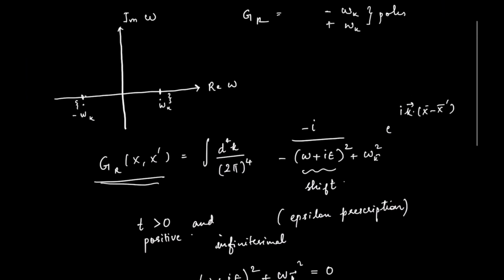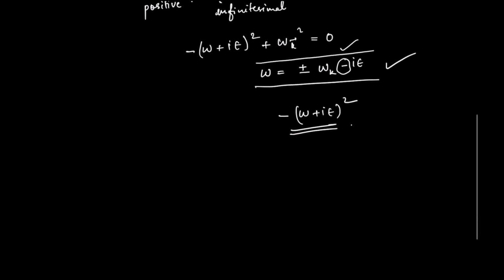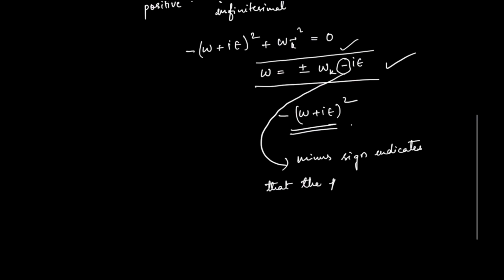We have already seen that we have to shift the poles to the lower half of the plane. So this negative sign denotes that the pole is shifted to the lower half of the plane.